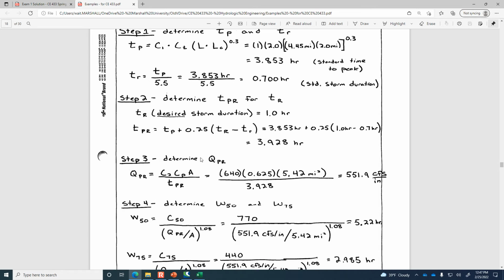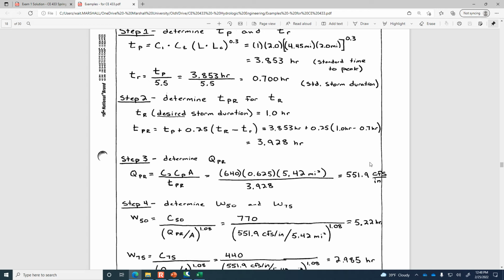Then we're finding out how tall the peak is, and Q sub PR, when you go through the process, will give you, in traditional British gravitational units, CFS per inch of rainfall excess. That would say that if you have 1 inch of rainfall excess that occurs during a 1-hour period, then the peak flow rate coming out of this watershed that has a 5-mile square length is going to be 551.9 CFS per inch of rainfall excess. So that gives you the height of the hydrograph.